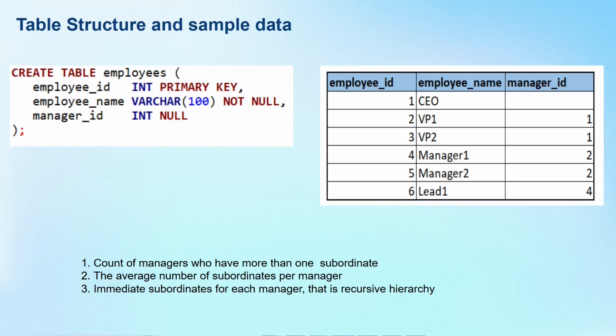This is the table structure and the sample data we are going to use here, and we are going to get the answers for the following questions. Count of managers who have more than one subordinate, average number of subordinates per manager, immediate subordinate for each manager, that is the recursive hierarchy. For questions number 1 and 2, we use CTE, and for the third question, we use a recursive CTE.